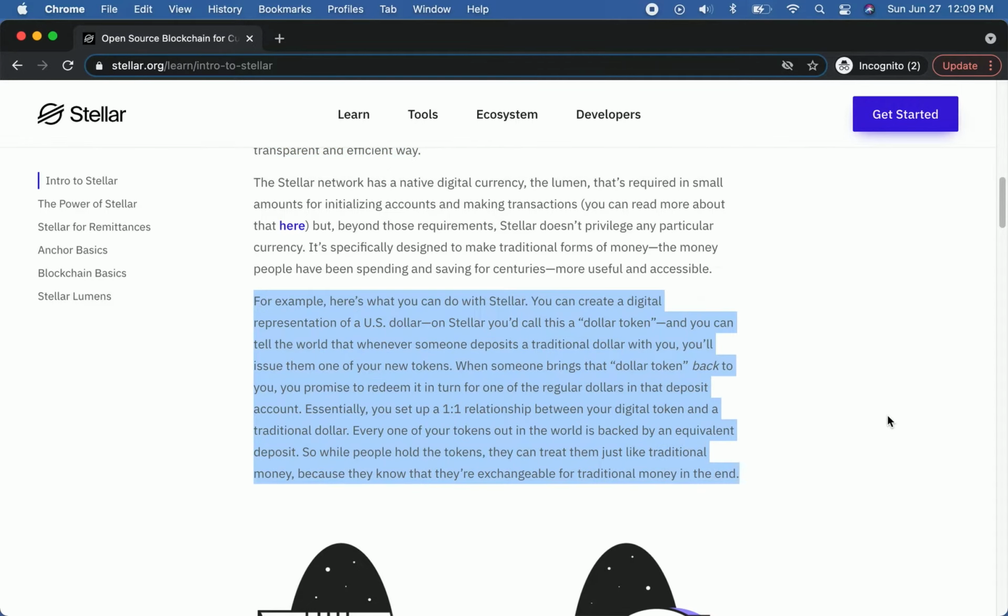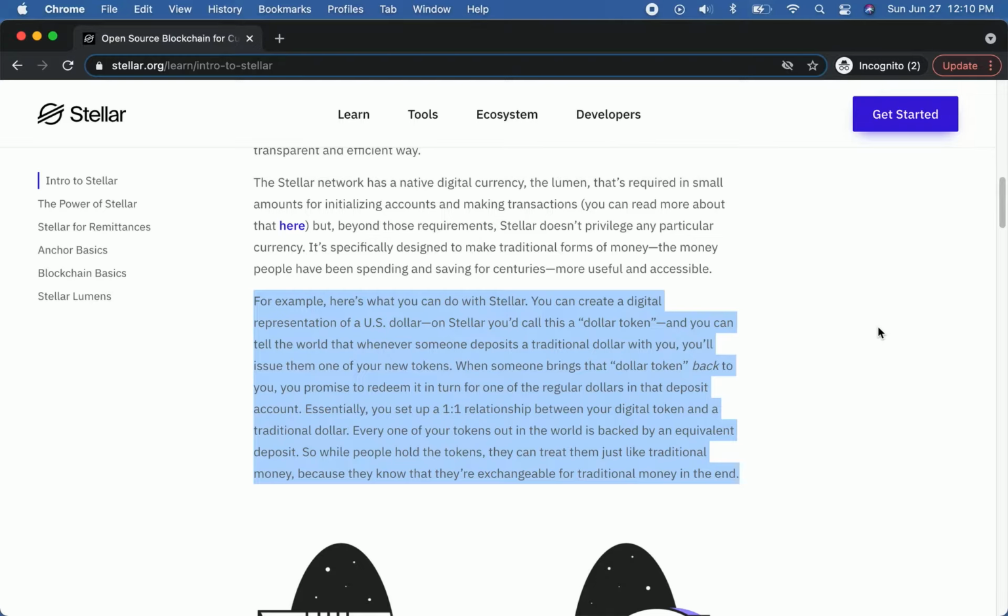This paragraph here is essentially saying that you can have a digital representation of a currency and you can trade that digital representation, and that digital token will have essentially a one-to-one relationship between whatever the digital asset is and the actual asset. So you can have a one-to-one relationship between a dollar token and the actual US dollar, and you can trade that dollar token via the Stellar network, and then it can be converted to a US dollar. And that's the beautiful thing about the Stellar network.